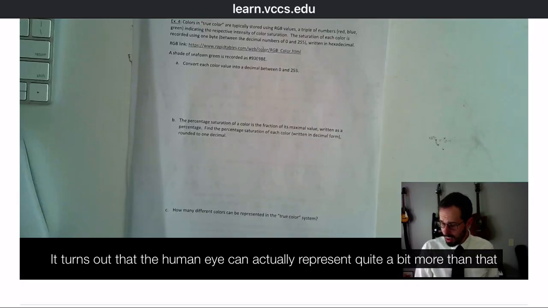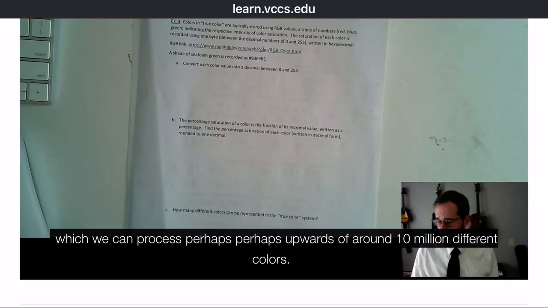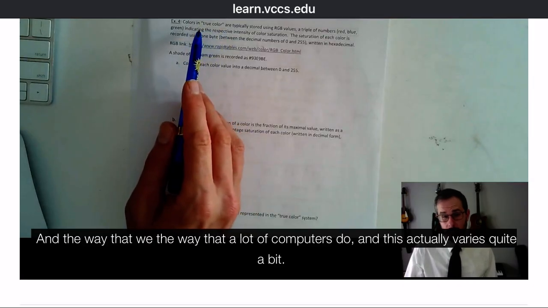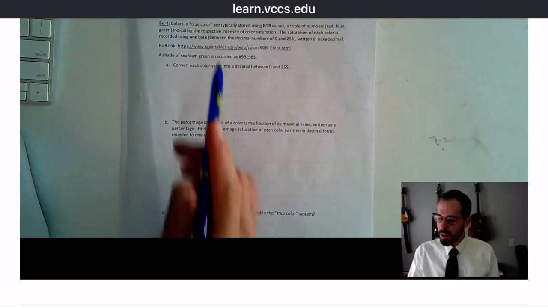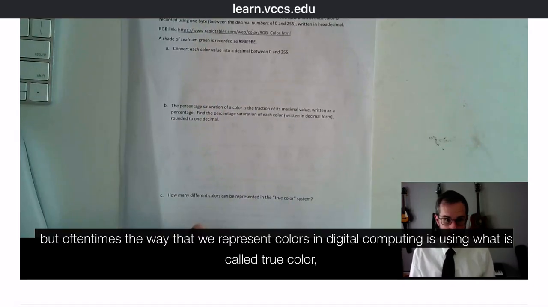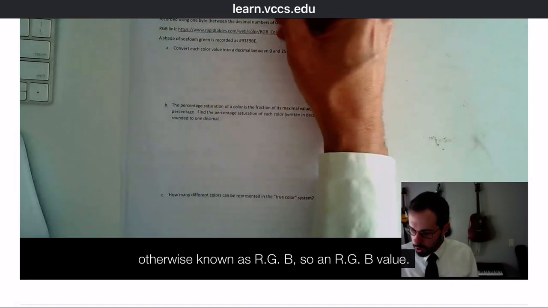It turns out that the human eye can actually perceive quite a bit more than that. We can process perhaps upwards of around 10 million different colors. The way a lot of computers do it, and this actually varies quite a bit, I got a little lost in the Wikipedia article for a moment on some of this stuff, but oftentimes the way that we represent colors in digital computing is using what's called true color, otherwise known as RGB.